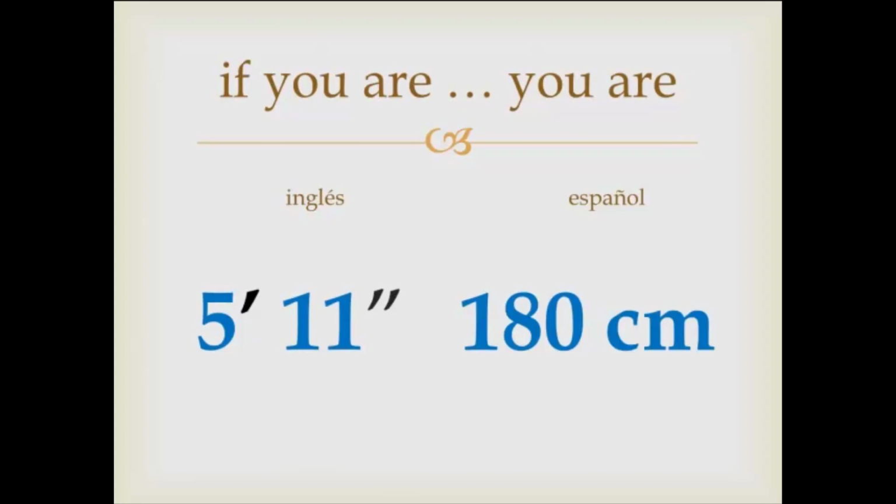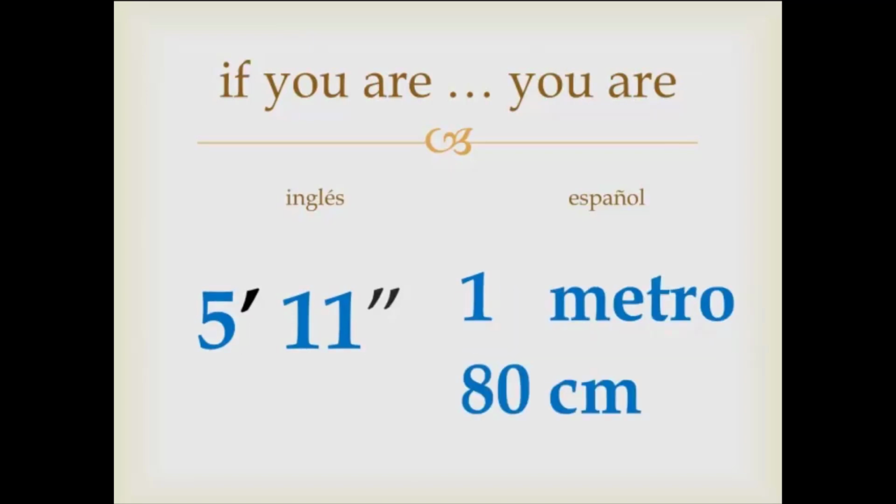So someone asks you, ¿cuánto mides? You can say, mido, I measure, 180 centímetros, 180 centimeters. Or, typically what they'll say is, yo mido, I measure, mido 1.80 metros. I measure 1.80 meters. That's typically how you're going to respond to that. Mido 1.80 metros, or just 1.80 metros.